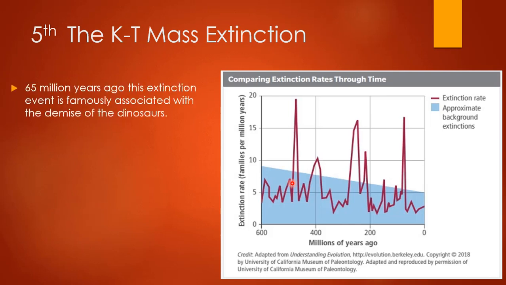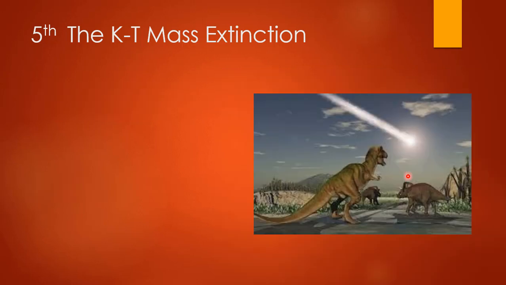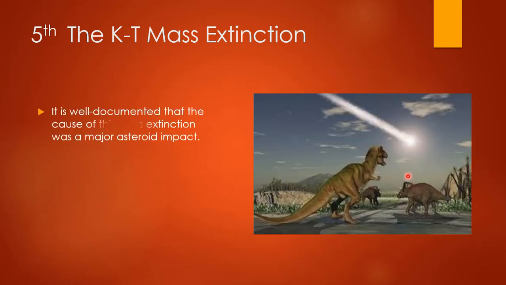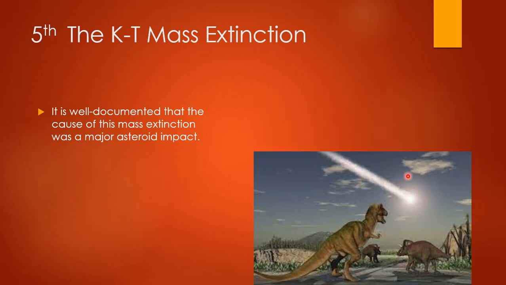So the fifth mass extinction is called the KT mass extinction. And this is the one that we're all aware of. It happened 65 million years ago. This extinction event is famously associated with the demise, the killing of the dinosaurs. Nearly 75% of all living species were eliminated. They think that it was caused by a meteor impact. It is well documented that the cause of this mass extinction was a major asteroid impact.